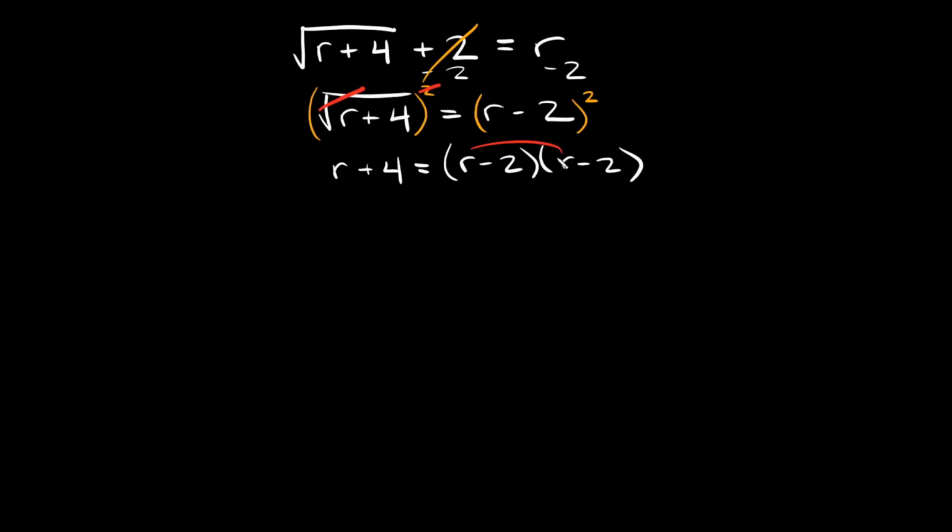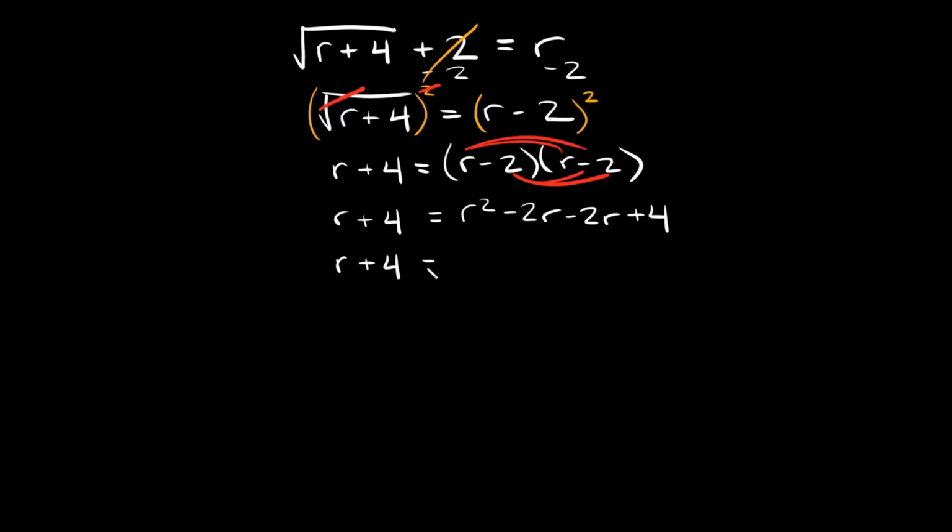So we're going to go first, so r times r, that's equal to r squared. Then we'll go outer, so r times negative 2 is equal to negative 2r. Then we'll go inner, so negative 2 times r is equal to, again, negative 2r. And then we'll go last, so negative 2 times negative 2 is equal to positive 4, right? So then that's equal to this side over here, right? r plus 4. Okay, and now we can simplify something really quick.